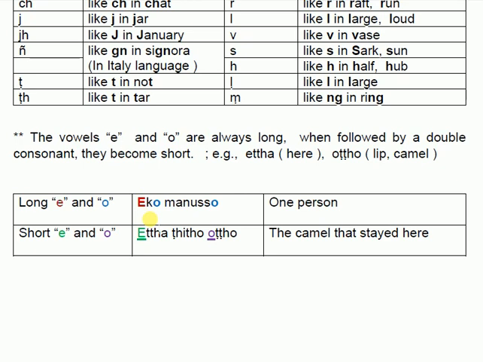A. And blue color O. There's two O's. Blue color O. Also long. It's pronounced like O in dog. O. So here, eko, manusso, one person. Long E N O. Here, then short E and O. Green color and purple color. Here example. Etta tito otto, meaning is the camel that stayed here.